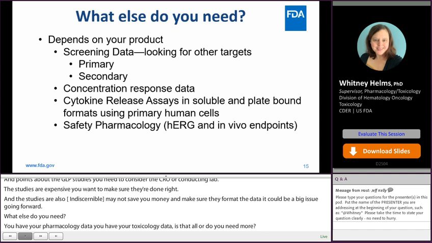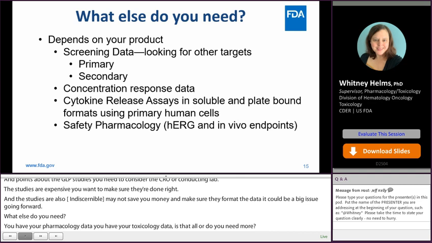Also the secondary pharmacology. So these might include screenings looking for opioid receptors and GPCR interactions, because for your small molecule drugs particularly, you can have these off-target effects.